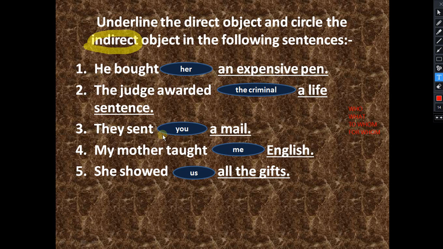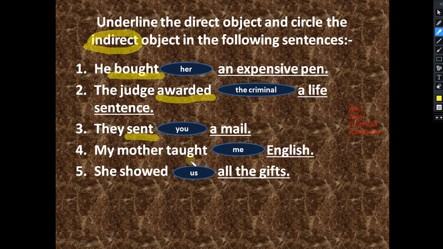They sent you a mail. So this verb is sent. Don't forget, first of all, it's very important: you have to identify the verb. So here the verb is bought, in this the verb is awarded, in this the verb is sent. Okay, because after that only you will get the object. So here, they sent whom? To whom? You. So this is indirect, and a mail is our direct. Fine.